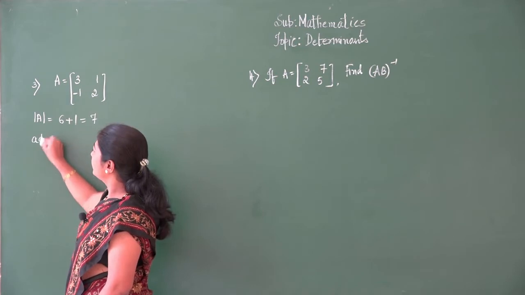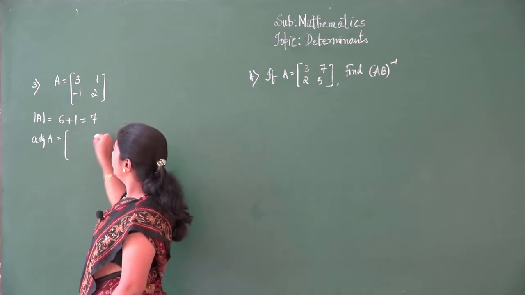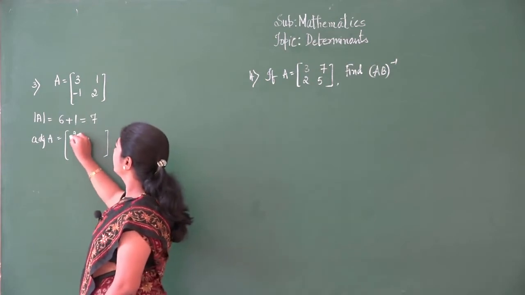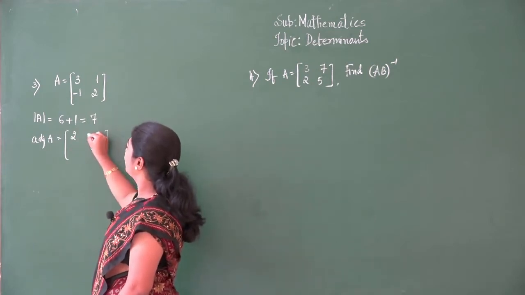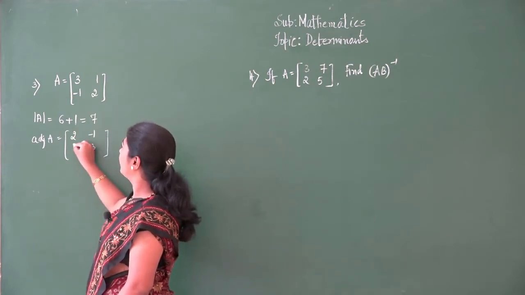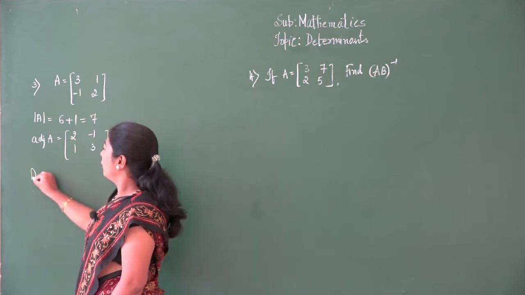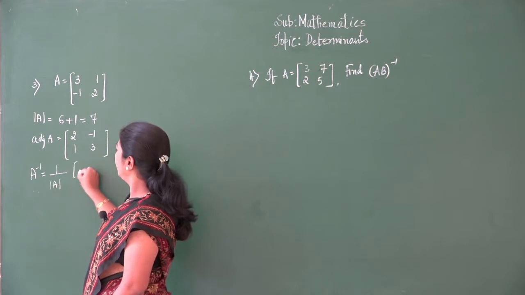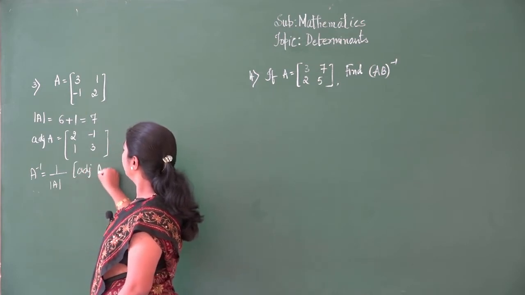How do you find adjoint A? Interchange the principal diagonal elements, change the sign of the other elements. So this is 2, 3, 1 plus 1 will become minus 1, minus 1 will become plus 1. How do you define A inverse? 1 by determinant A into adjoint A.